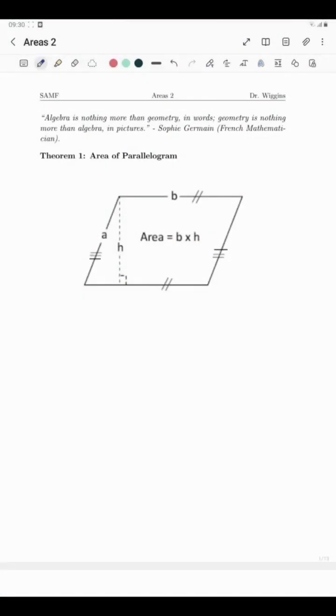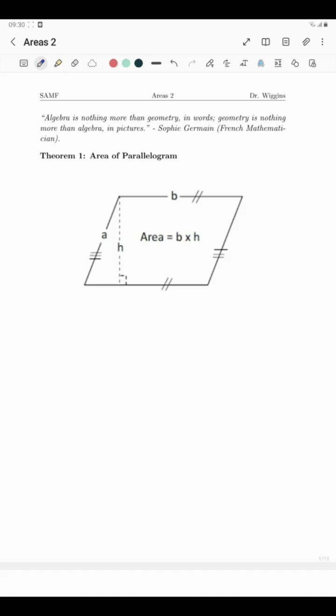Welcome to the second video on areas. Let's start off with a beautiful quote by French mathematician Sophie Germain. Algebra is nothing more than geometry in words. Geometry is nothing more than algebra in pictures. And as you've seen from the previous video, there's a beautiful interplay between algebra and geometry.